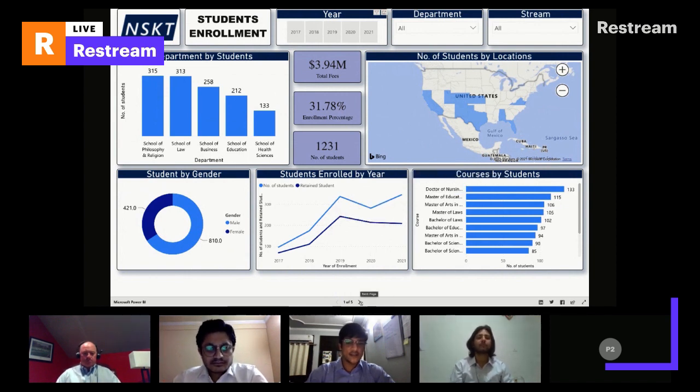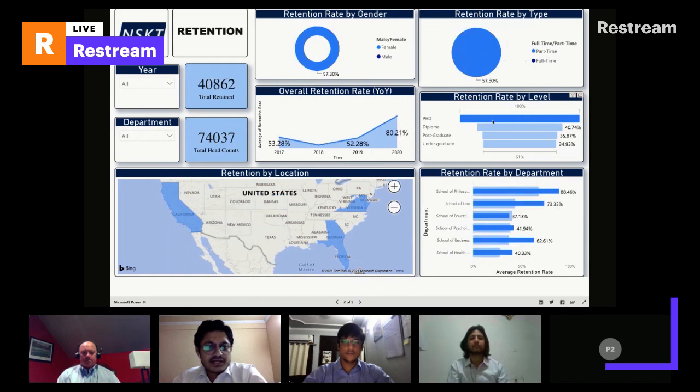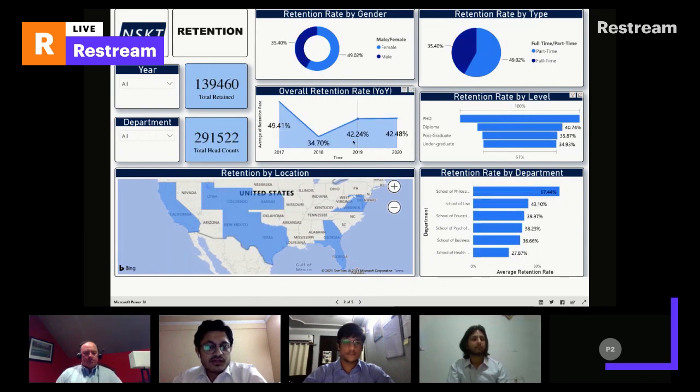Nikhil sir, would you take this? Yeah. So this is the retention dashboard where we can easily find out which program has a high retention rate, like here the PhD, diploma, postgraduate or undergraduate. We can easily find out the past trend of our retention rates. We can easily see how many total headcounts or how much total intake there was and how many of the candidates have been retained during that course. We can easily drag and drop.